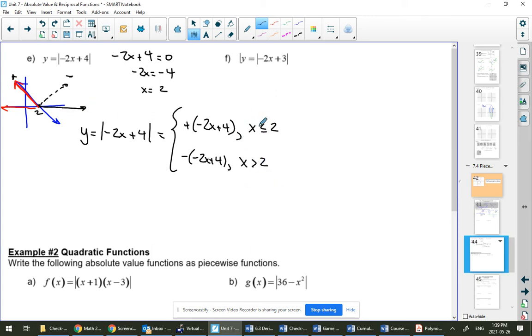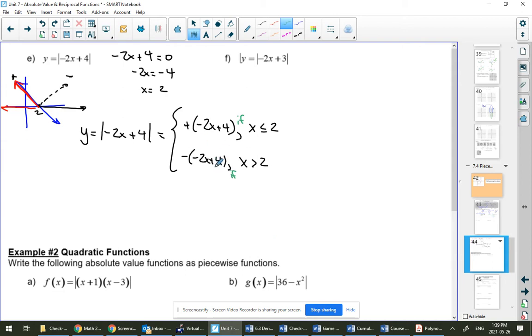So I don't want you to mix up that the equal to sign just goes with whichever one is greater. It's the equal to sign that's going with the positive case. So negative 2x plus 4 if, now I wrote a comma. You will see some people that actually write it this way. They'll say negative 2x plus 4 if x is less than or equal to 2, and 2x minus 4 if x is greater than 2.